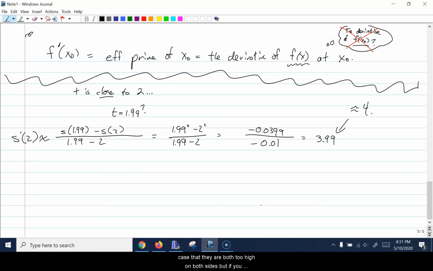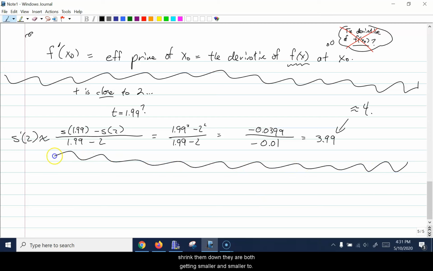It could be the case that they are both too high on both sides, but if you shrink them down, they are both getting smaller and smaller to the actual value. That's the idea of a derivative. We hit that in the first day. Let's try an example of this.